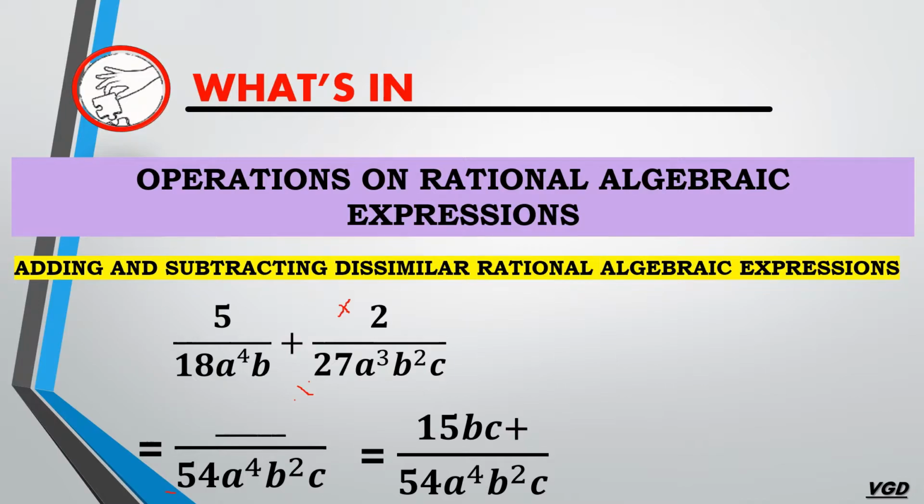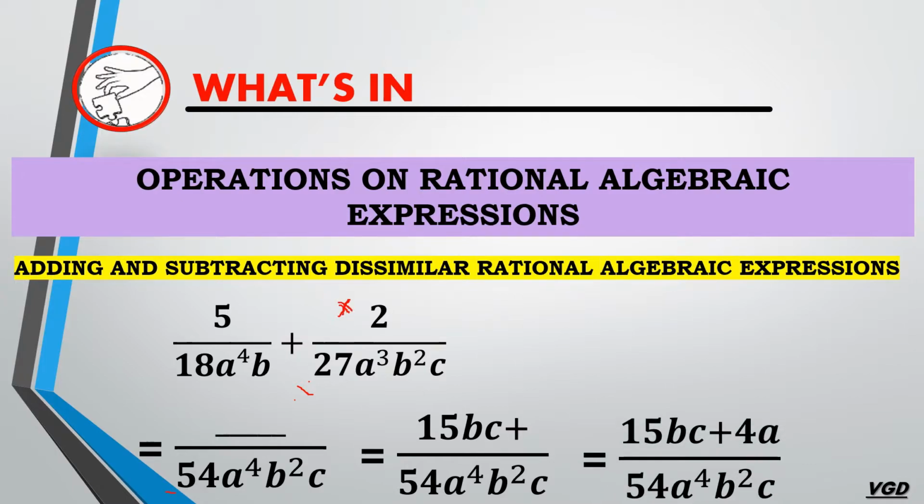Next, we will have to divide 54a to the power of 4b squared c by 27a cubed b squared c. So we will be able to get 2 times our numerator, which is 2, so we will have 4a. So our expression will be 15bc plus 4a over 54a to the power of 4 b squared c. And take note, we can't simplify this one anymore, so this is already our final answer.